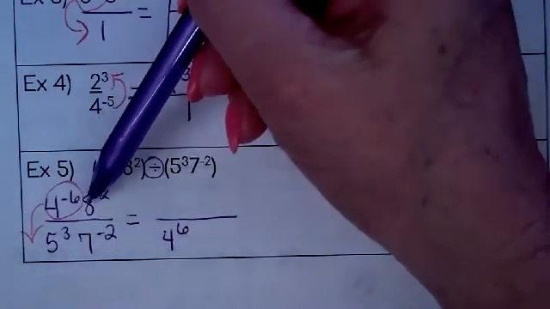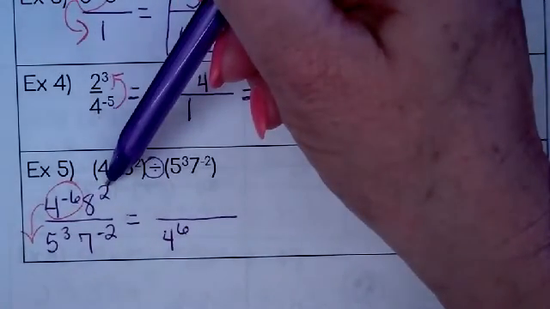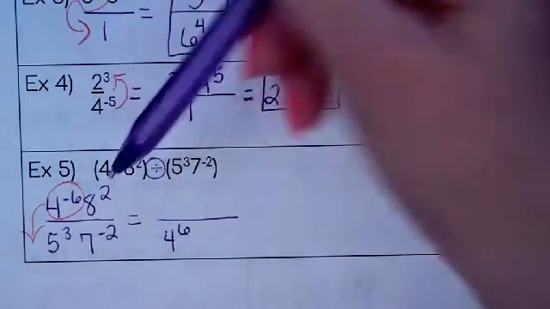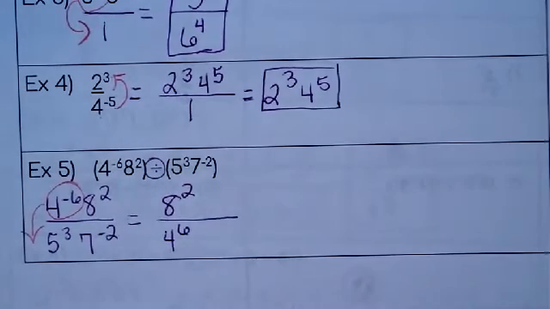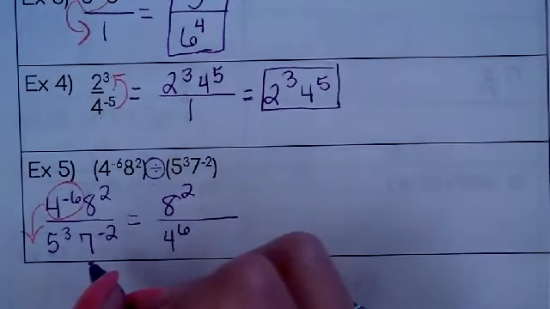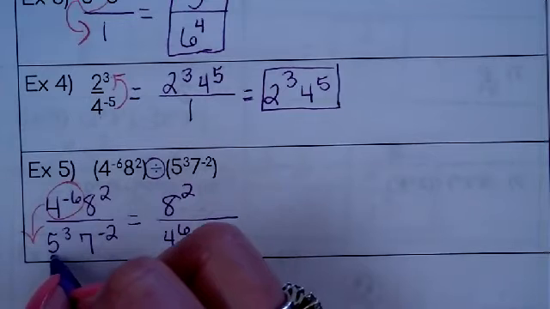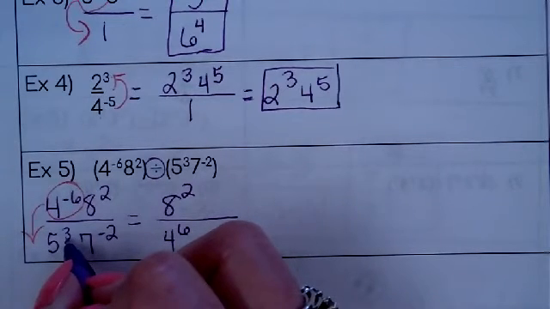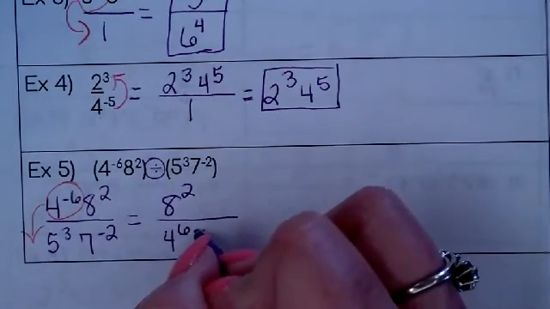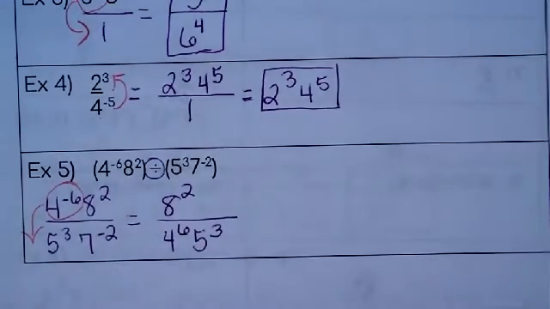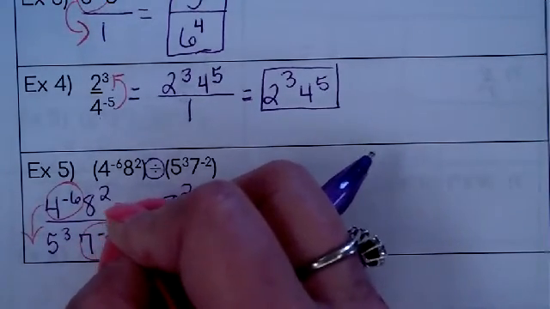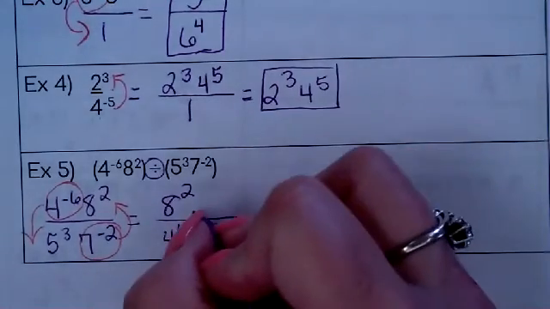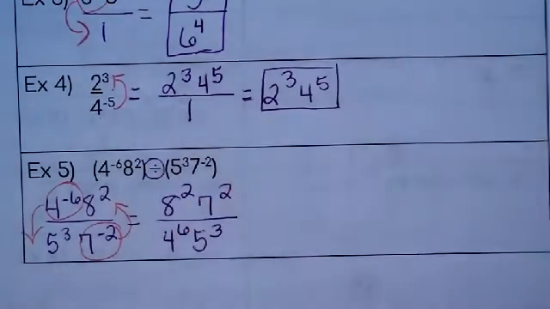The next term I see is 8 to the 2nd power. Well, that's a positive exponent. So what does that mean? It means it stays in your numerator, just right here. Now, in the denominator, I have 5 to the 3rd power. Again, that 3 is positive, so it stays put right there. Now, 7 to the negative 2 power. That's a negative exponent, so that means it's got to move up. So 7 to the 2nd power.